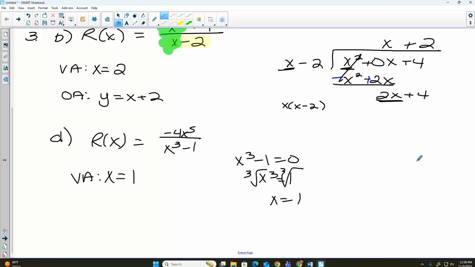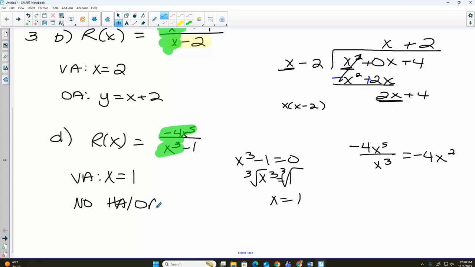To decide horizontal or oblique, we divide our highest powers of x. If I take negative 4x to the 5th and divide that by x to the 3rd, so those highest powers, that gives me negative 4x squared. Is it a line if you have x squared? No. So that means this one doesn't have horizontal or oblique asymptotes. It's not a line when you divide those.